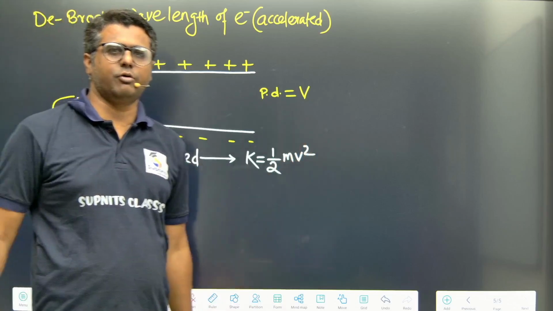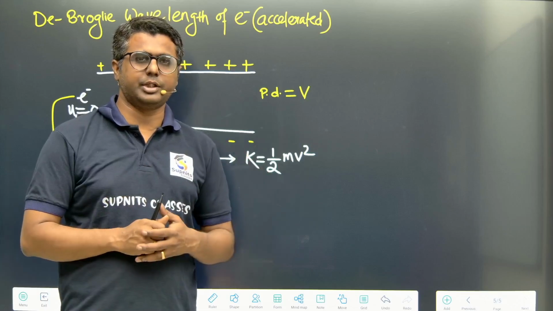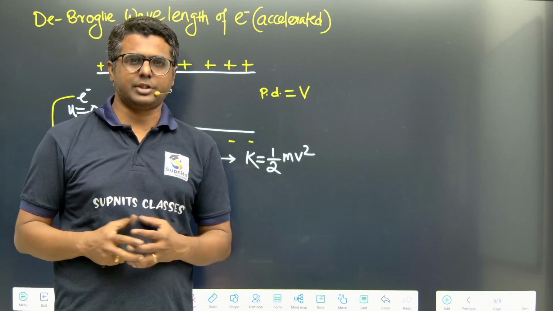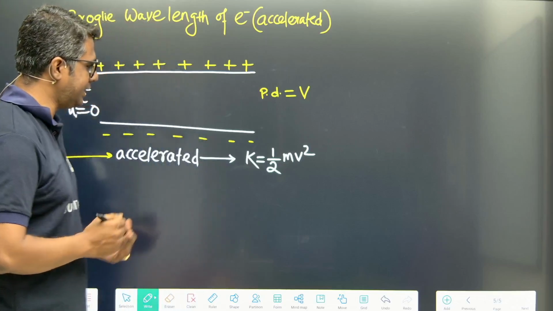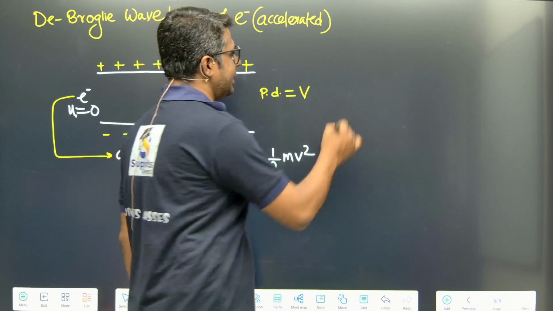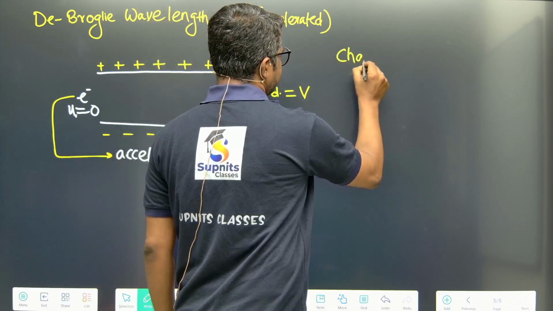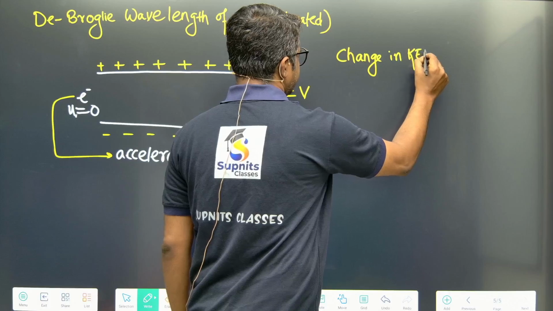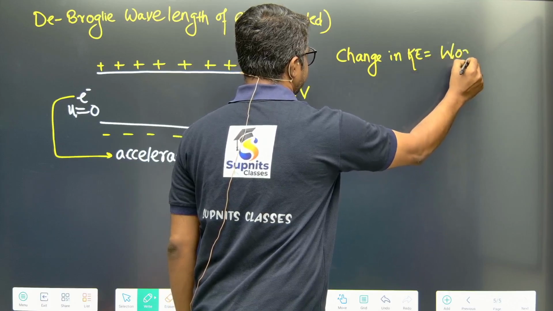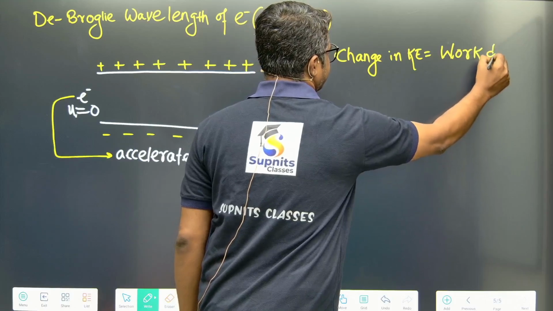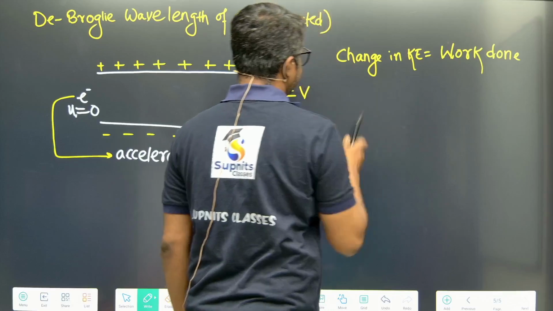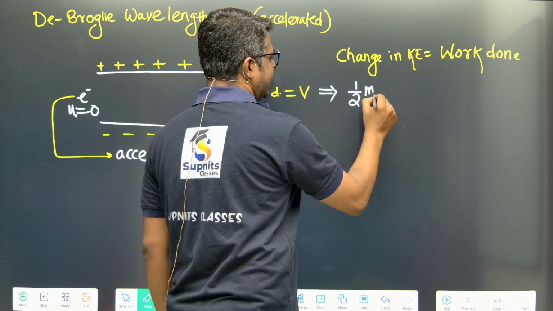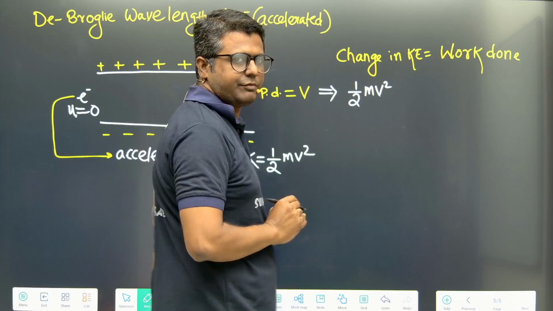Each and every one of us knows something called the work energy theorem, in which it has been said that change in kinetic energy is brought about by the work done on the system. So here, what is the change in kinetic energy? Change in kinetic energy is equal to work done. This is the work energy theorem, right? Here the change in kinetic energy is half mv square minus 0, so I will write only half mv square over here.